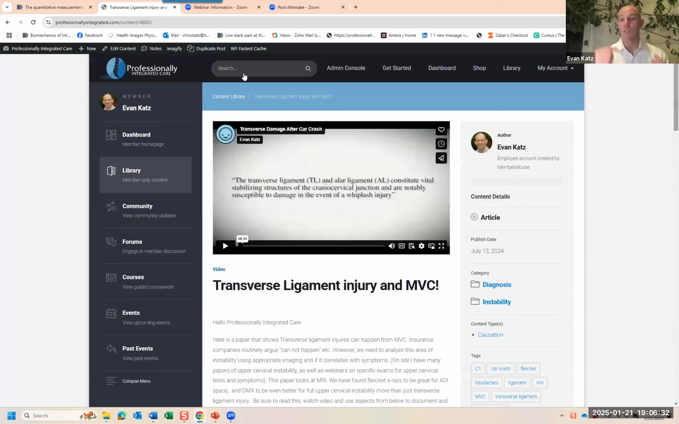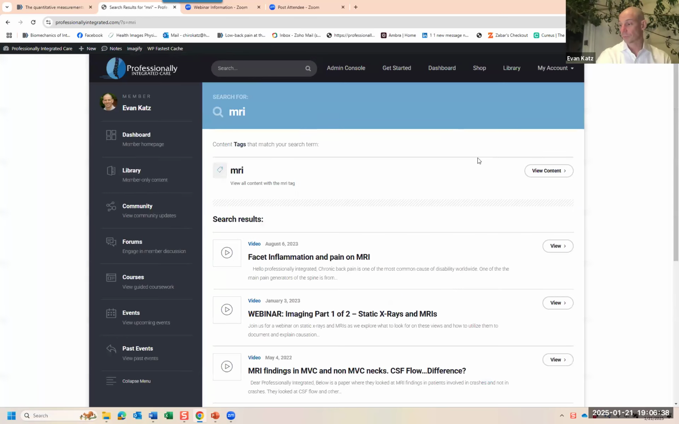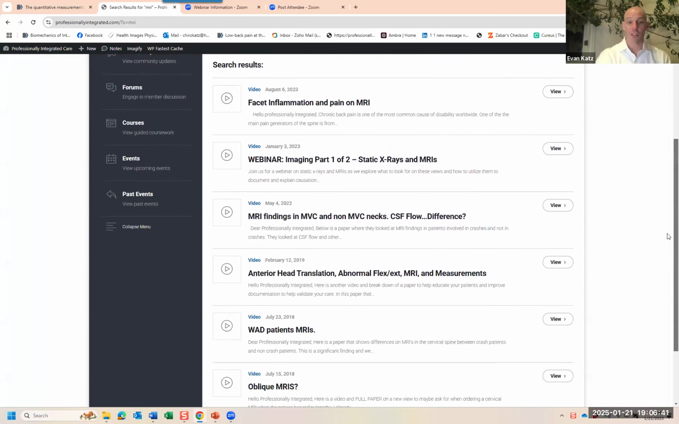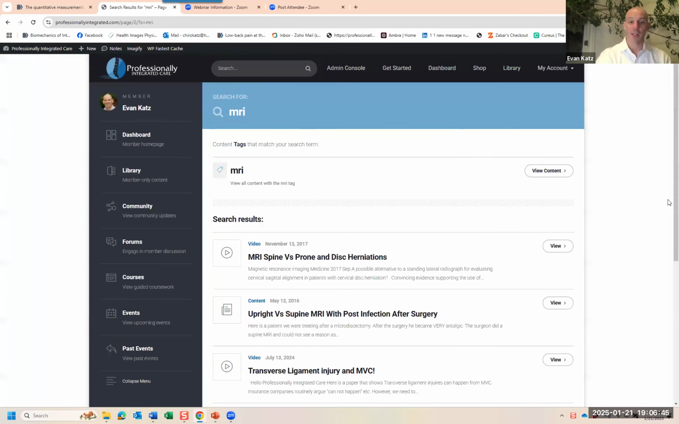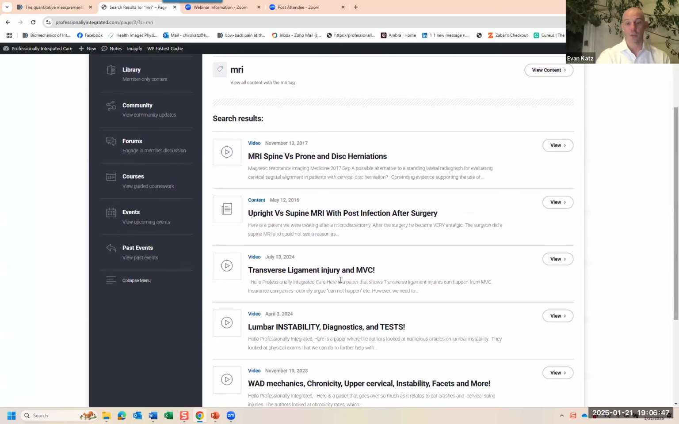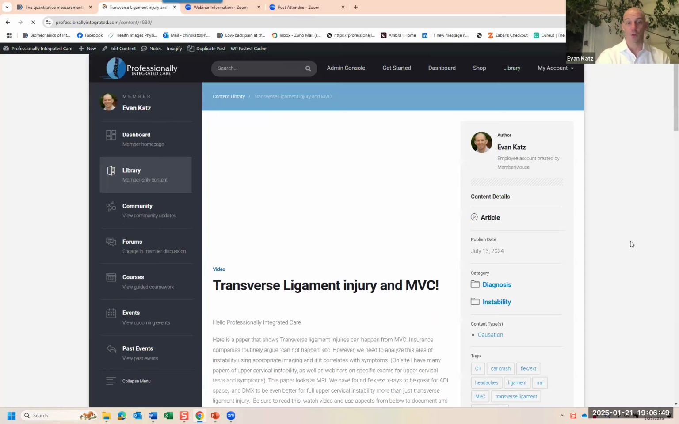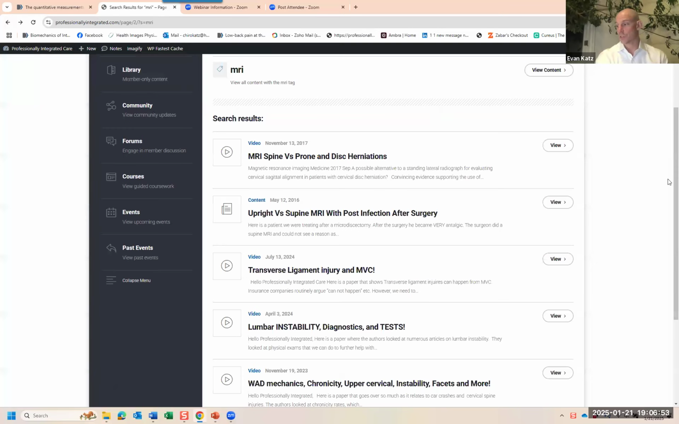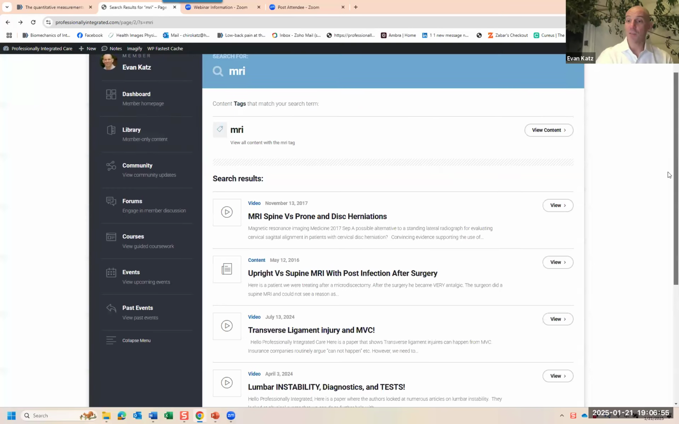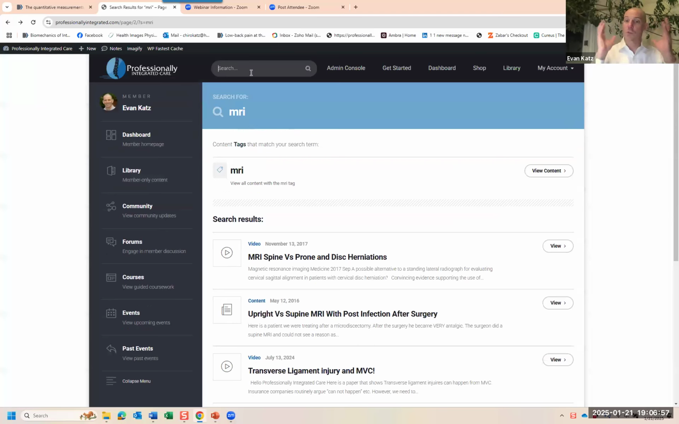Then if you want to go to headaches, right, you can do the same thing here. Let's say before, you can do MRI, right? And you're going to type up MRI. Here's a bunch of stuff: WAD, MRI, everything on MRIs that you can look at, right? Oh, look, here's one: transverse ligament injury and motor vehicle crash, right? Here, all of it is right here to quickly search, quickly find. But let's say they're having headaches. What's the upper cervical spine? Maybe it's the myodural bridge. We talked about that. So type in myodural.